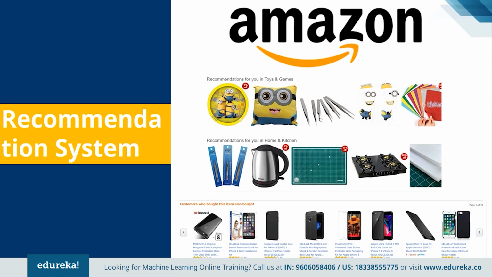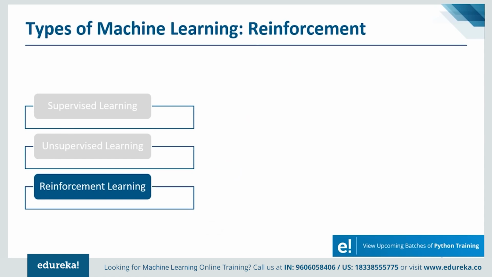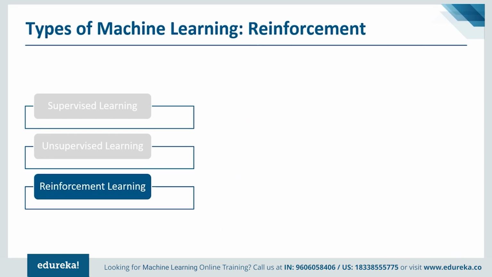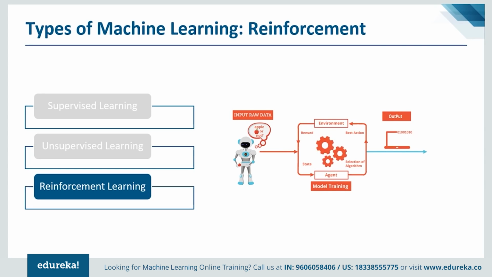Okay, let's discuss the third and last type of machine learning, that is reinforcement learning. So what is reinforcement learning? Reinforcement learning is a type of machine learning algorithm which allows the software agent and machine to automatically determine the ideal behavior within a specific context to maximize its performance. All it does is perform a hit and trial method to learn. Fine. The reinforcement learning model is about the interaction between two elements, the environment and the learning agent.